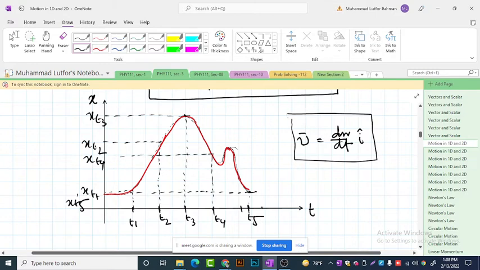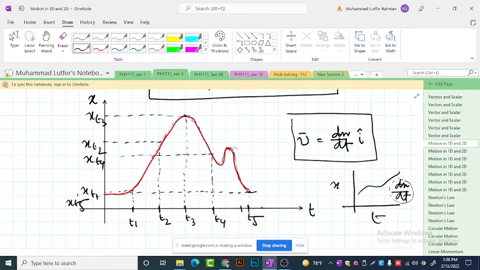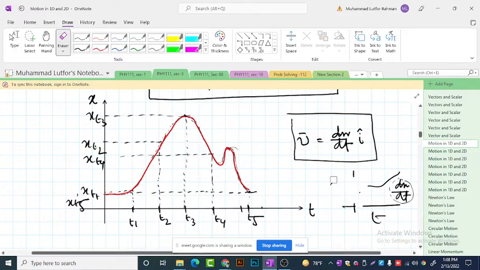Can anyone tell me what I will get from a displacement versus time graph? Say I have a curve like x versus t. It could be any arbitrary curve. If I take dx over dt, it's a slope. dx over dt is going to give me that slope. The mathematician will say that it is basically the slope, but in physics we define that slope as the velocity. Right? Am I right? Yes, sir.